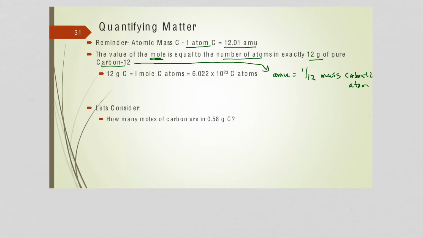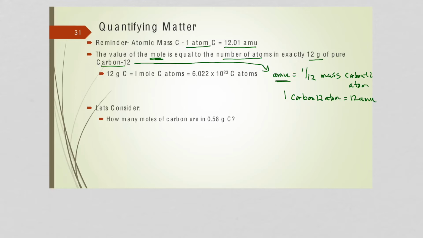So one carbon-12 atom is going to have a mass of exactly 12 AMUs. And so both the definition of an AMU and the quantity of a mole are both based on carbon-12, right? So this 6.022 times 10 to the 23rd is exactly the number of atoms that are in 12 grams or 1 mole of carbon-12.